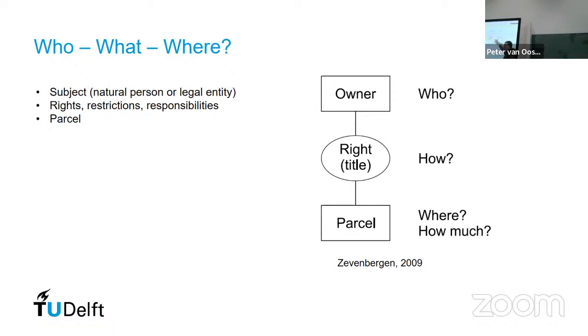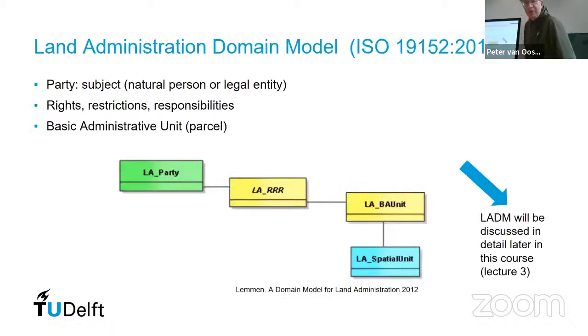Okay, it's important to know what rights to have, especially when I want to identify the owner, because I can send him the tax bill. And about this, of course, is how big is it? So also something about the film. This question, who, what, where, that's in fact the core of all systems of land administration. It's very simple.